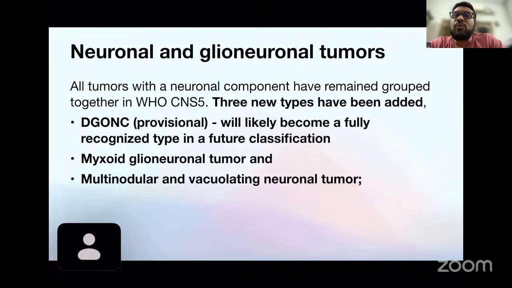See, what is this DGONC? It is nothing but diffuse glioneuronal tumor with oligodendroglioma-like features and nuclear clusters. NC is nuclear clusters, O is oligodendroglioma-like, and the diffuse glioneuronal. This is provisionally added, and it is likely to be added in the future classification. And then you have the myxoid glioneuronal tumor, and then you have multinodular vacuolating neuronal tumor. So all these three are the neuronal and glioneuronal tumors.